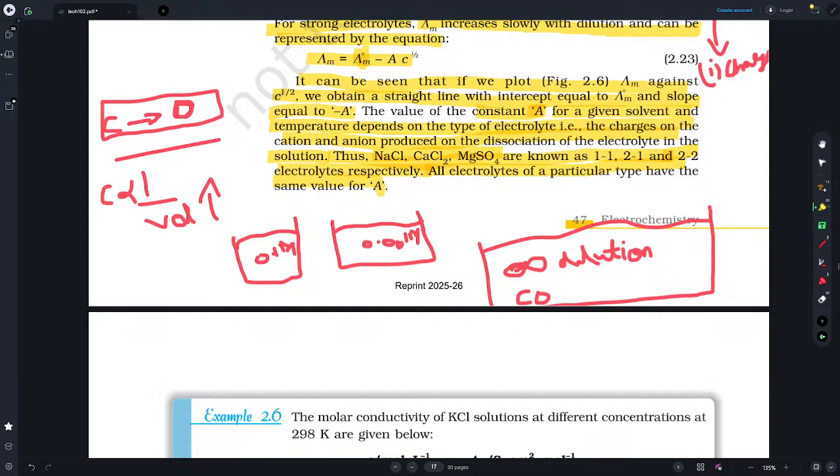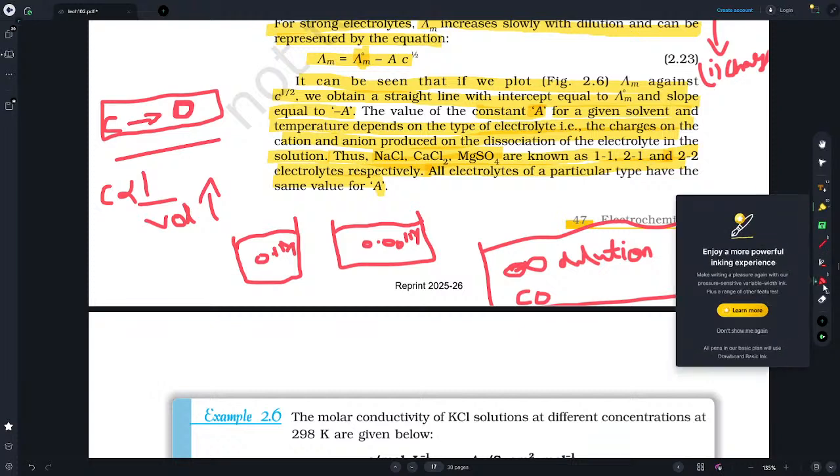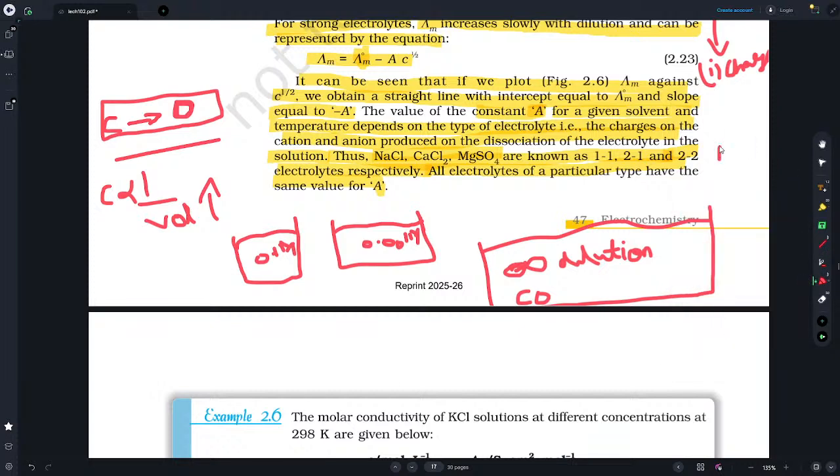For example, if we take NaCl and KCl, both will be 1-1 type itself, because on dissociation Na will have plus 1, K will also have plus 1 and Cl will have minus 1. The Cl from KCl will also have minus 1.